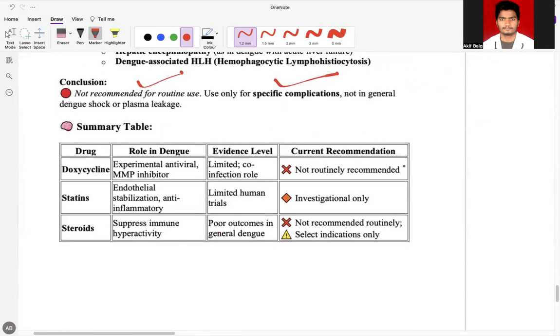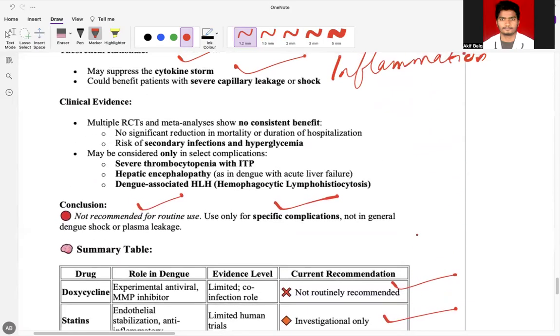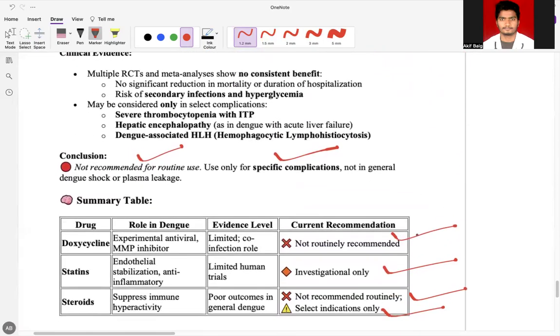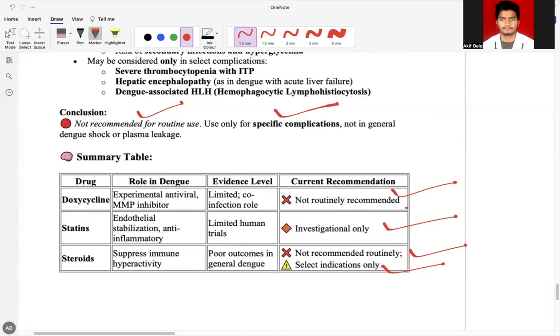So the current recommendation: doxycycline not recommended. Statins, investigation only. Steroids not recommended routinely, only for selective indications like severe dengue capillary leak which is not responding to IV fluid therapy or to blood transfusions as well. If it is not responding to that, then it is the treatment of choice.